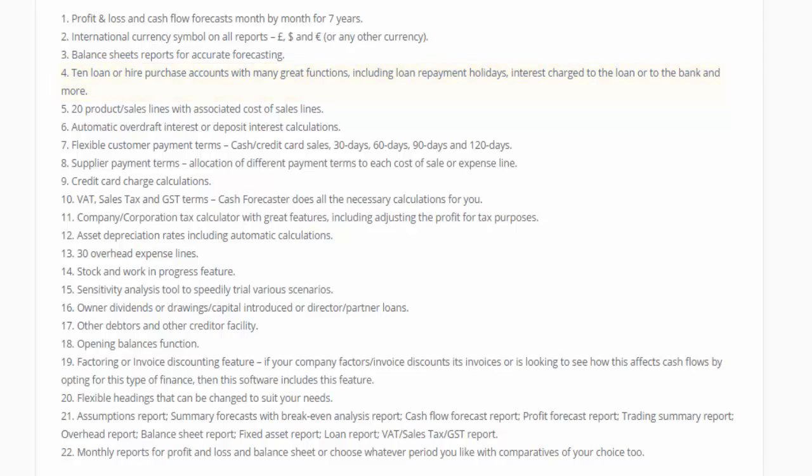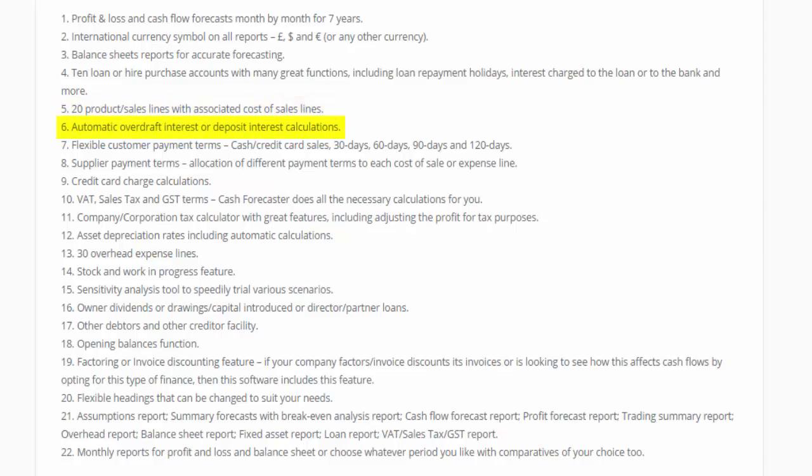Also, you can have up to 20 product or sales lines with associated costs within the system, and all the entries, once you put them in there, automatically appear on the correct reports, whether this is on your profit and loss account or on your cash flows, and then all the final figures on your balance sheets.